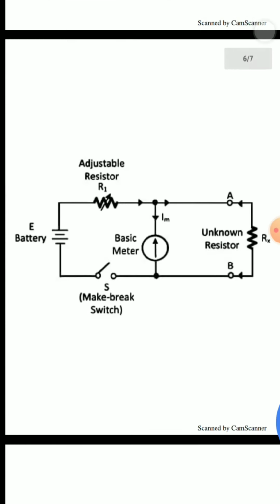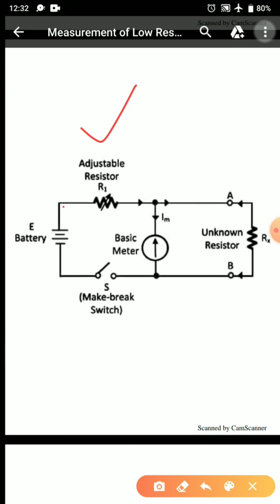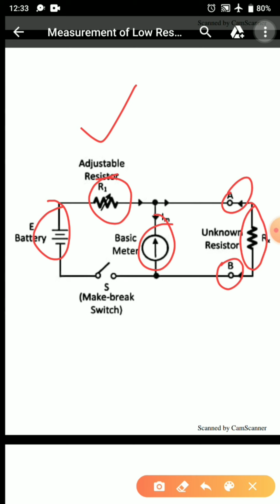Now let us move on to the shunt type ohm meter. It consists of a battery in series with an adjustable resistance R1 and a basic d'Arsonval meter which is connected in parallel across the EMF E. Here we can see that the unknown resistance is connected across the terminals A and B. This is the unknown resistance, and it is connected in such a manner that it is parallel with the meter.